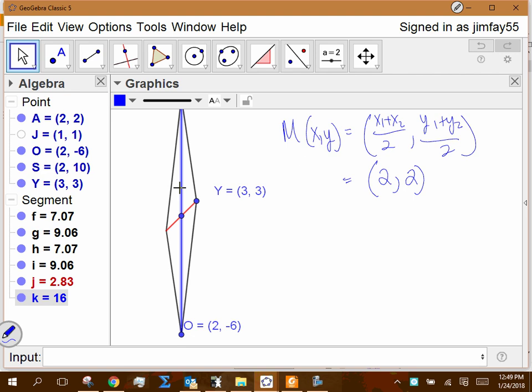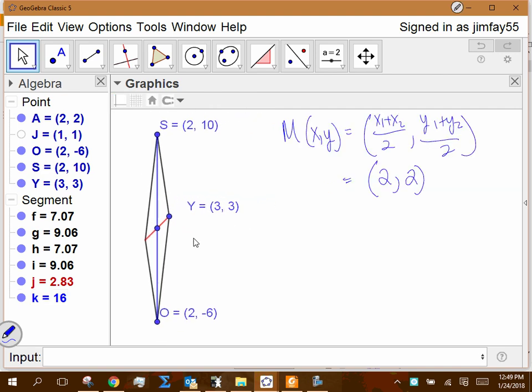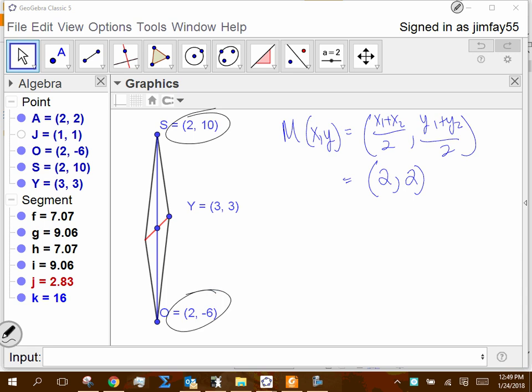The way we do this, I'm going to find the midpoint of SY. Or sorry, SO. Sorry. So SO are those 2 points. I'm going to find its midpoint. Okay, so I add my x's. 2 plus 2 is 4. Divided by 2 gives me 2 again, right? 10 plus negative 6 is 4. 4 divided by 2 gives me 2 again, right?